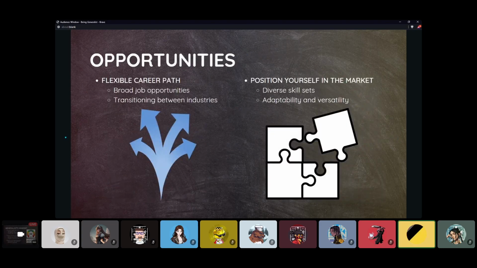So okay, for the opportunities as a generalist. Obviously, since you have a big depth of base knowledge, you have a flexible career path. You will have broad job opportunities, and you can transition between industries, and at the same time, you can position yourself in the market. Because of the diverse skills that you are showcasing, you will be able to adapt and be versatile in whatever markets you are in.